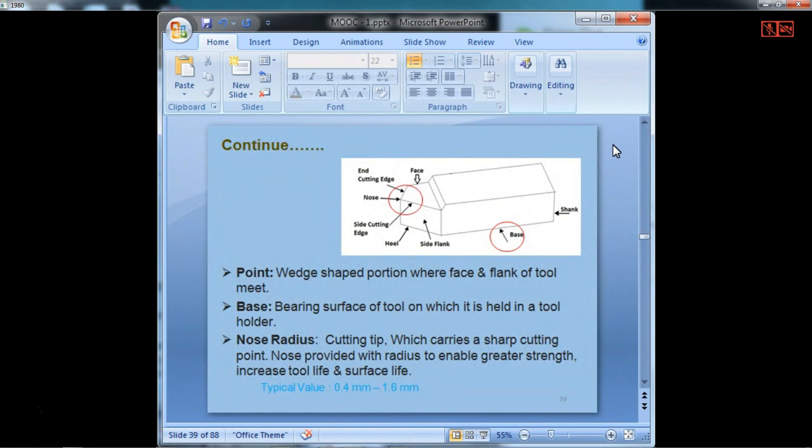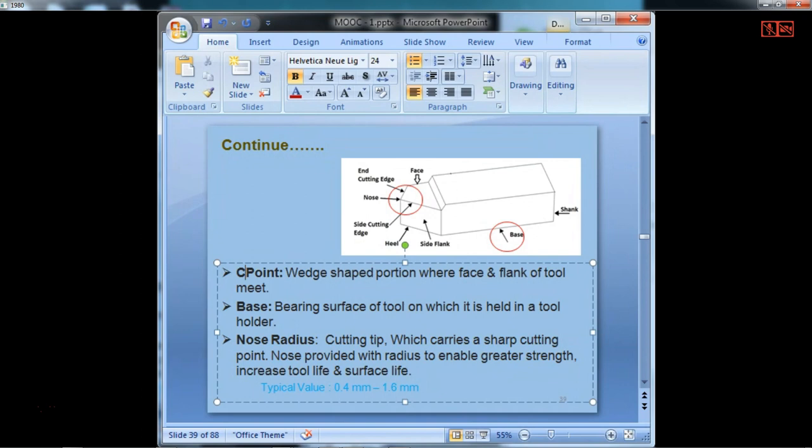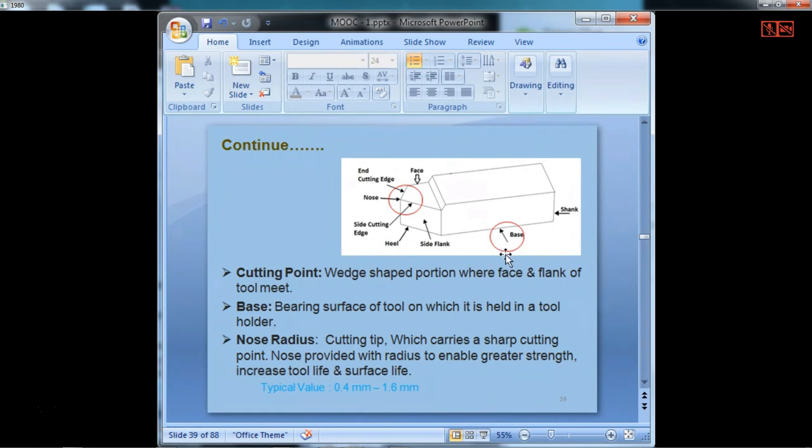So here we see the 2D sketch of the cutting tool, where we have different definitions. So this is the point or the cutting point, the wedge shaped portion where face and flank of the tool are meeting. So this is a point, or you can call it a cutting point, where primarily the cutting takes place. Then we have the base part of it, or the shank. So this is the base which sits on the tool post.